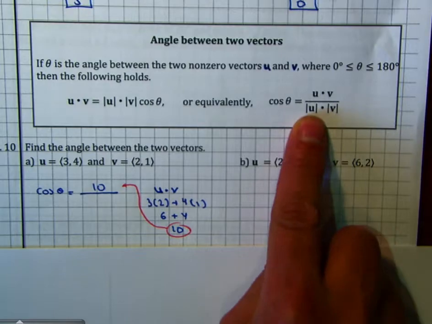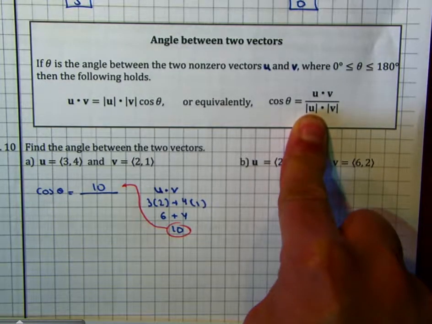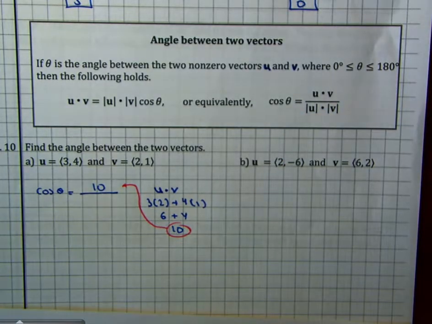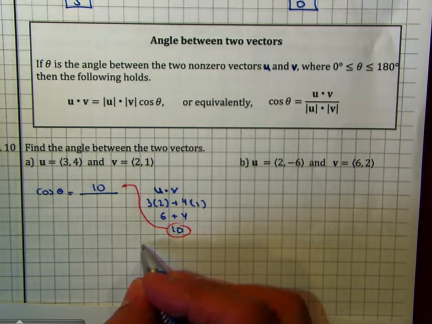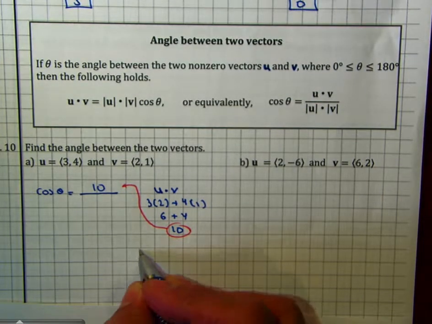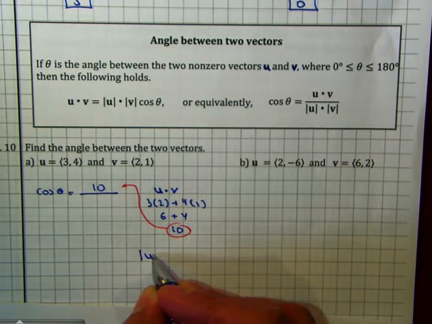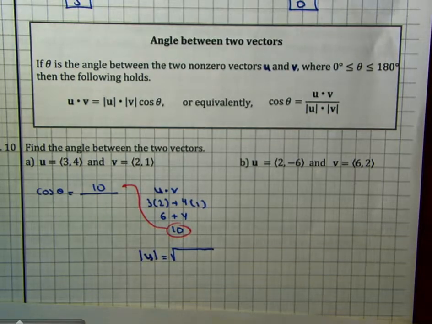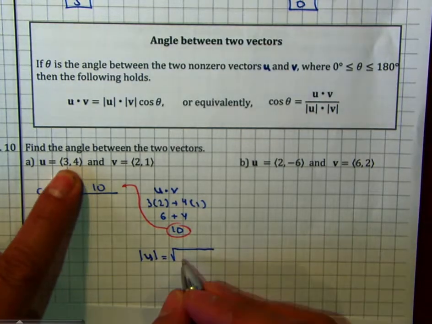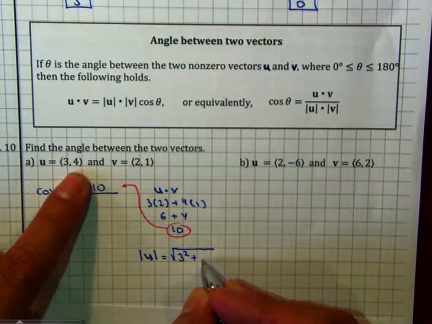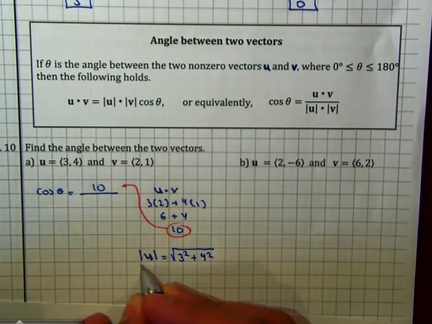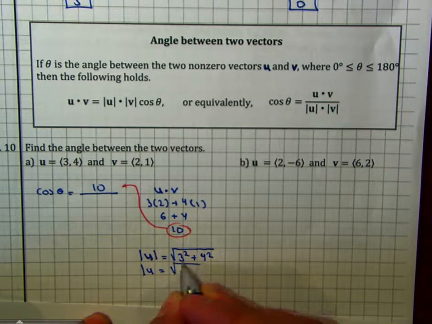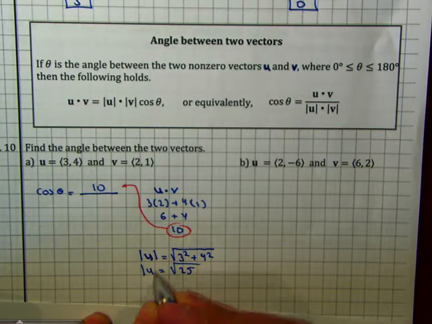Over, we're going to find the magnitude of each of the vectors. So the magnitude is the length of the vector. So let's find the magnitude of u. And you have to remember that your magnitude is the square root of a squared plus b squared. So the magnitude of u will be the square root of 9 plus 16, which is 25. So therefore your magnitude of u is 5.